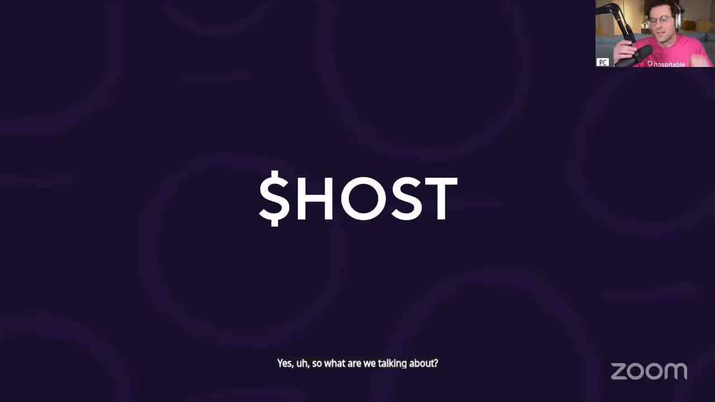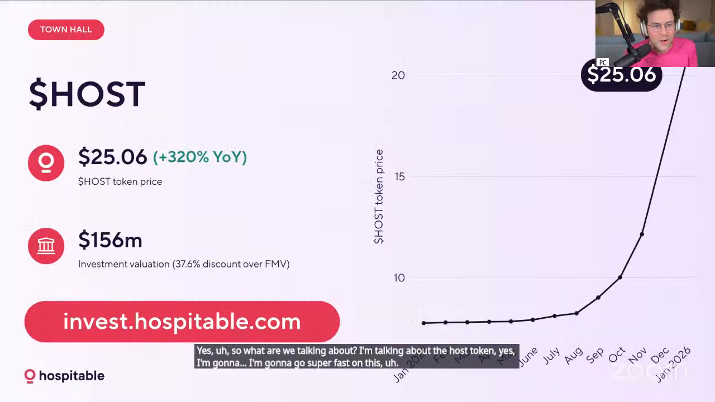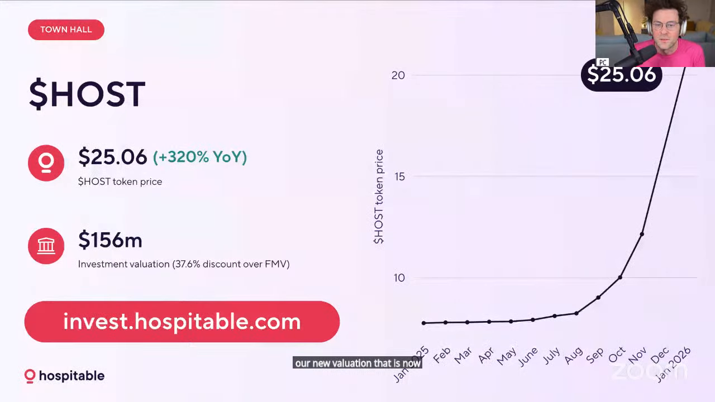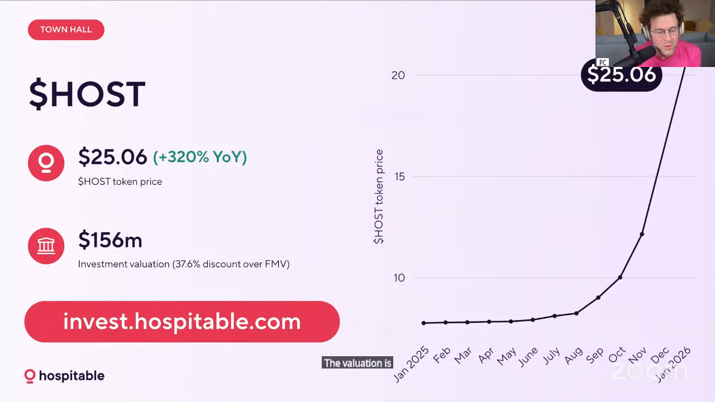I'm talking about the host token. Yes, I'm gonna go super fast on this. Chart number go up and to the right. New valuation that is now at 156 million. So plenty of people have been making some money out of their property management software because they own a stake in it. The launching price was actually $5 when we started this in 2021. So it's going up. It's going to keep going up. The valuation is expected to reach $267 million, and I think it's during May.